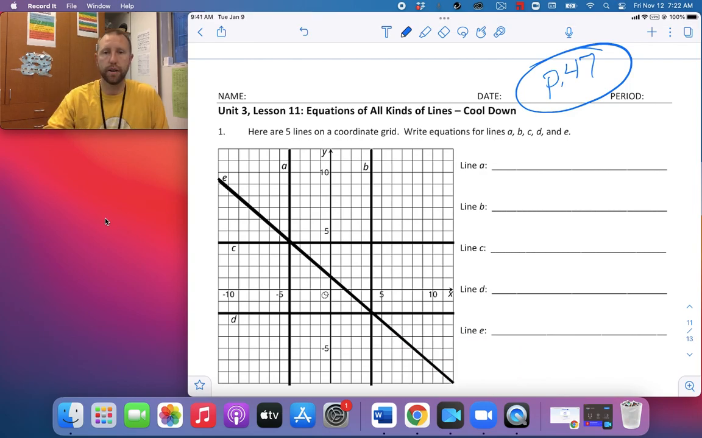Answer key video here that we're going to do. We're on Unit 3, Lesson 11. This is page 47 in your books. Let's get right down to it.